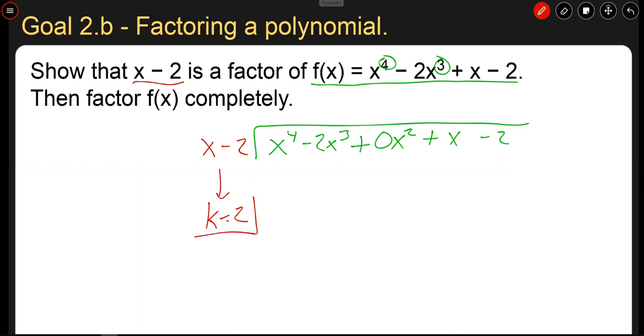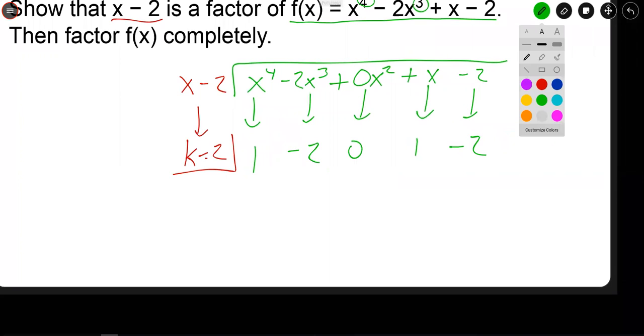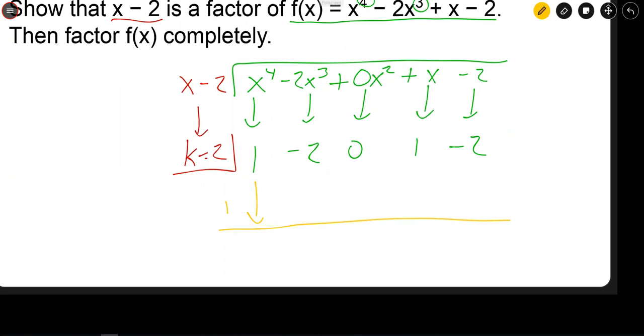So I get k equals 2. I'm going to bring down all 5 of these coefficients. I get 1, -2, 0, 1, -2. It's kind of repetitive. That's interesting. I'm sure that's meaningful. Let's see here. So I'm going to bring down that 1. Remember, the first value always gets brought down. Then it's just multiply, add.